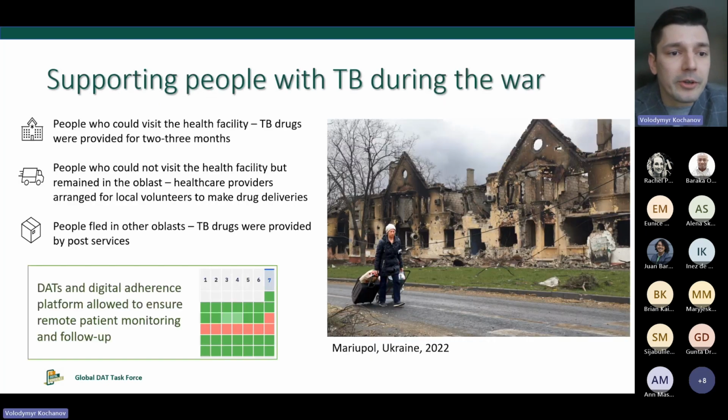When the war started, we were trying to provide all the possible support to healthcare providers that we could do, and they did their best in order to support people with TB during the war. People with TB who could visit the health facility received TB drugs for 2 or 3 months. Before that, we recommended that the smart pill box contains a weekly or monthly dose of TB medicines, and when the war started, we started to provide drugs for a longer period.